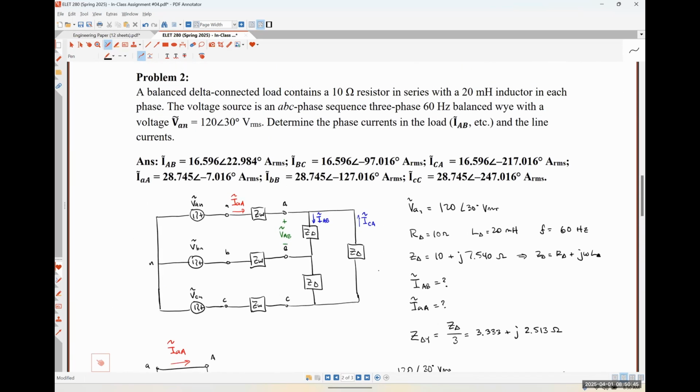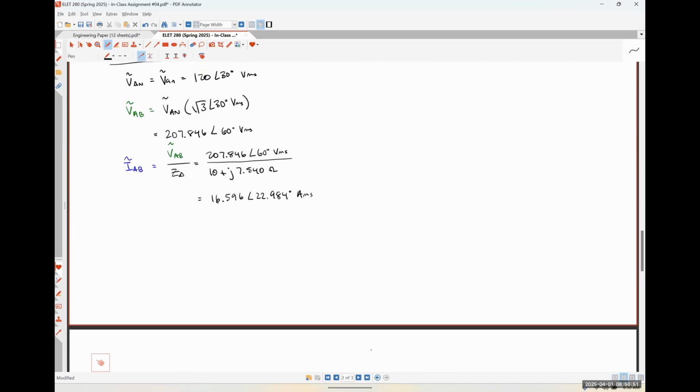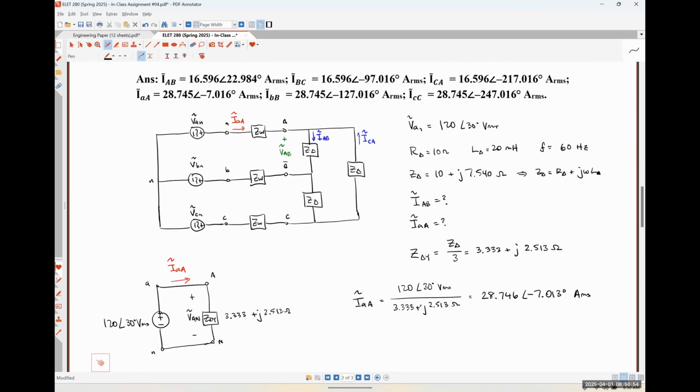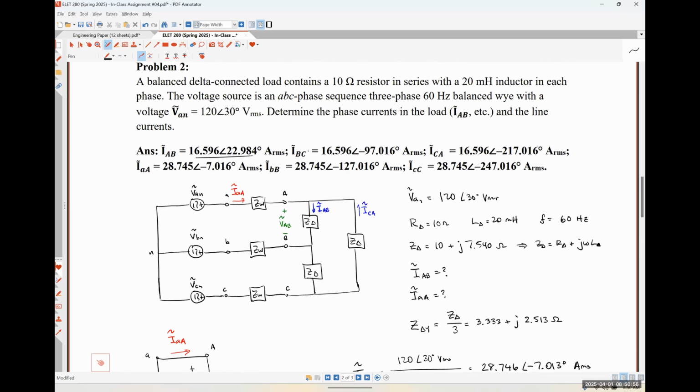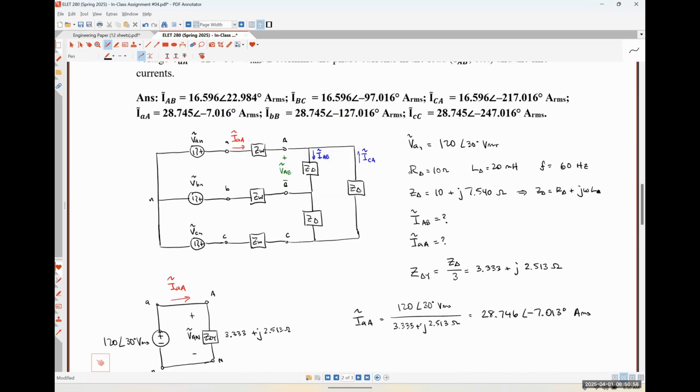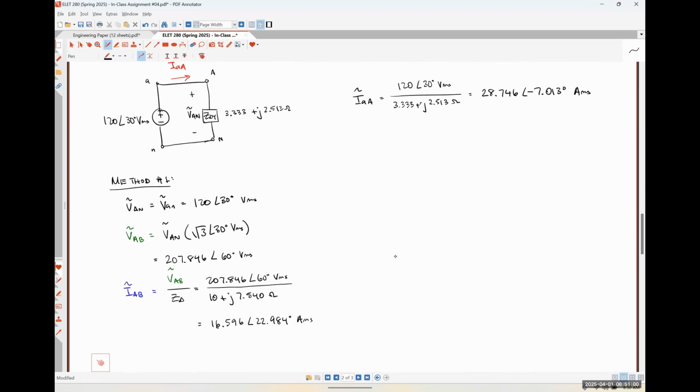So just as a sanity check here really quickly, I'm going to look at that and compare it to the answers that I got up here. So 16.596, that pretty much checks out. 22.984 degrees also checks out. So let me scroll back down here so you guys can finish writing stuff down.